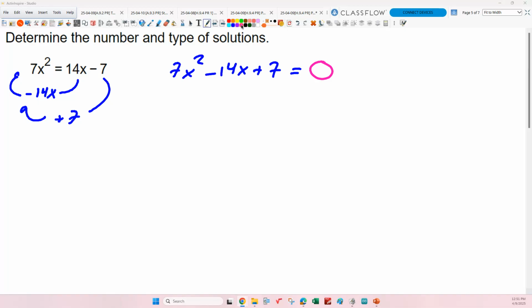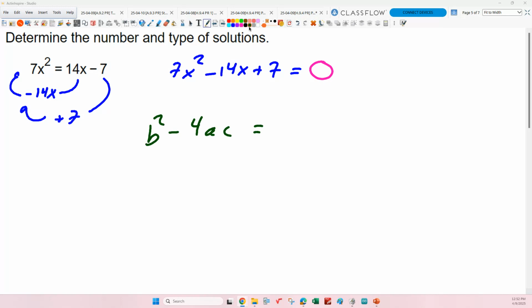And if I want to know the number and types of solutions, what do I have to calculate? What tells me that? It's not asking for what the solutions are. I just need to make a prediction, what kind and how many. So what do I have to calculate? Yeah, b squared minus 4AC, the discriminant, right? So we just have to figure out what that is. Okay, well, what is b squared minus 4AC?